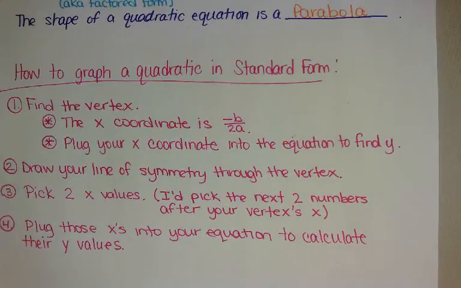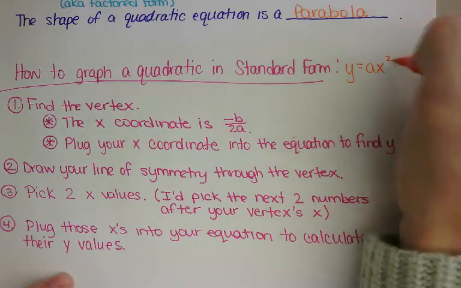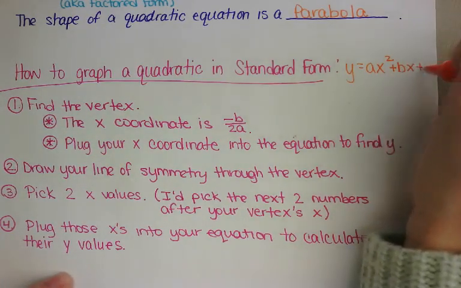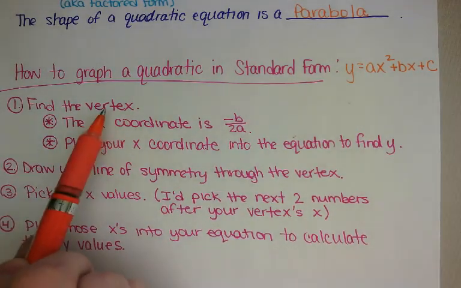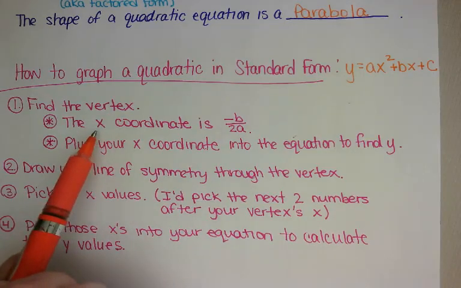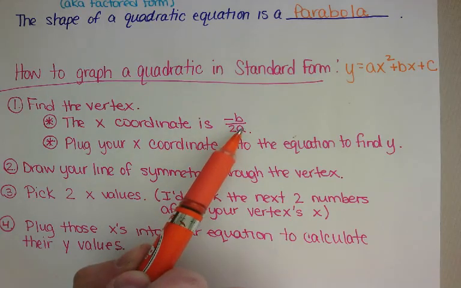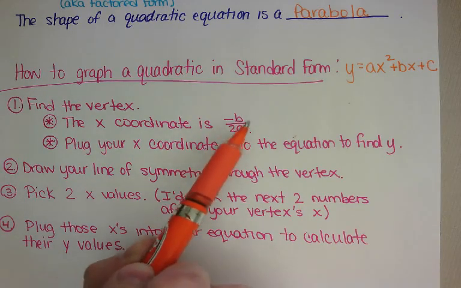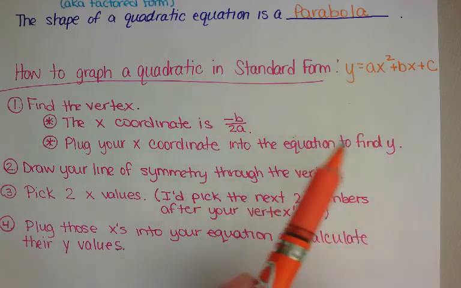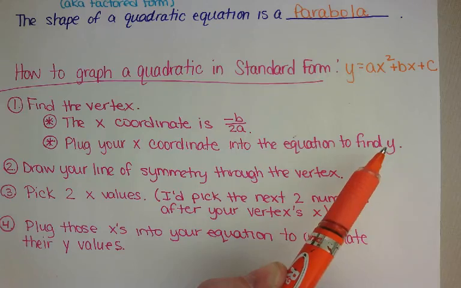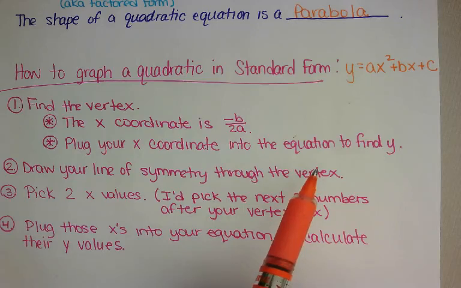All right, so how are you going to graph standard form? Again, you want to make sure that it's in the correct form, that you've got the x squared, then the x, then the constant. Your goal is to first find the vertex. To find the x coordinate, you're going to take the opposite of b and divide it by 2 times a. Whenever you get this number, you're going to plug it into your equation for the x's to find the y value. Then you'll plot your vertex and draw your line of symmetry through the vertex.